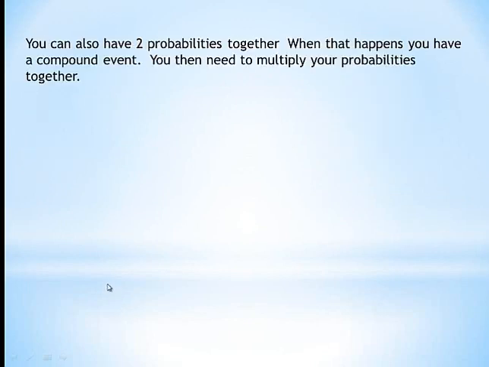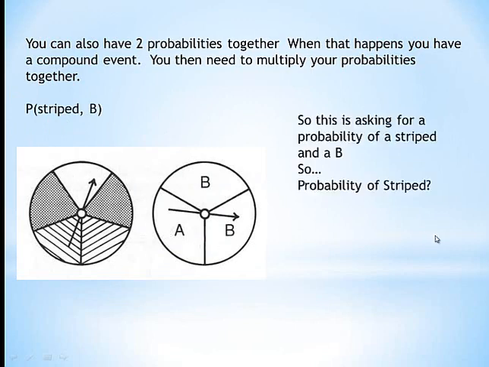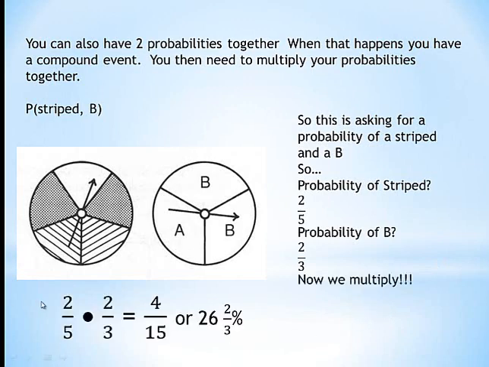So when you have two probabilities together, you will have a compound event. When you have multiple events, you multiply. For example, what's the probability of getting a striped and a B from these two spinners? Well, my first probability is the probability of a striped. That would be 2 out of 5. My second probability is the probability of a B. That would be 2 out of 3. When you have multiple events, you multiply. So 2/5 times 2/3 would be 4/15.